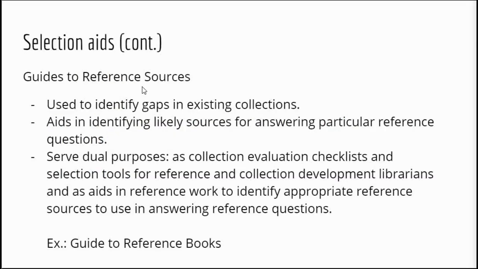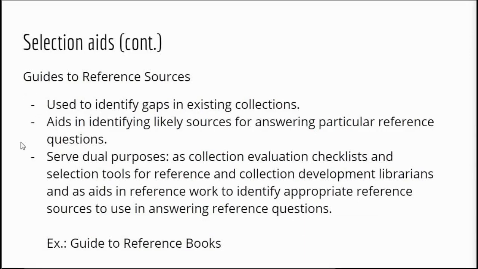Now we have another selection aid. So this is called Guide to Reference Sources. So this is different from the reviewing sources. So these are used to identify gaps in existing collections. It aids in identifying likely sources for answering particular reference questions and serve dual purposes. So this is a collection evaluation checklist and selection tool for reference and collection development librarians, and as aids in reference work to identify appropriate reference sources to use in reference questions.